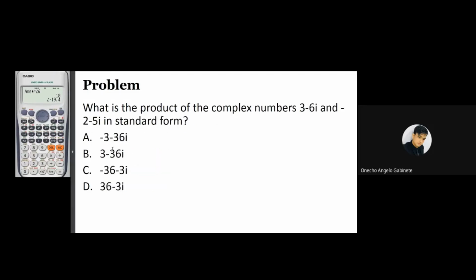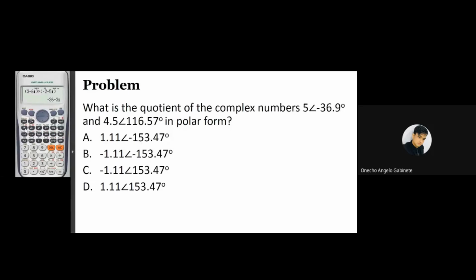Next, what is the product of the complex numbers 3 minus 6i and negative 2 minus 5i? The answer is negative 36 minus 3i.